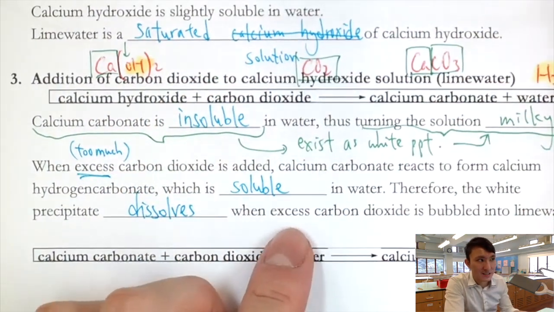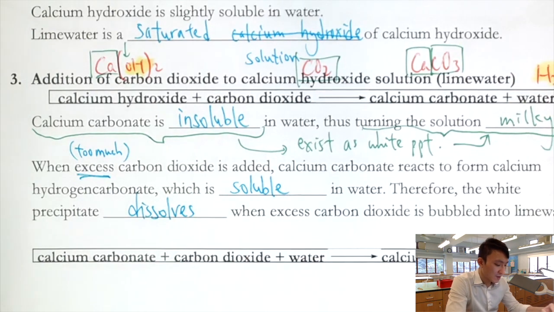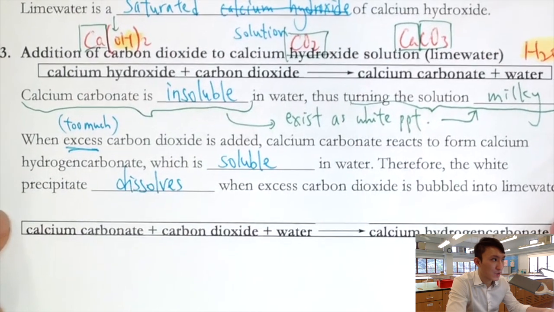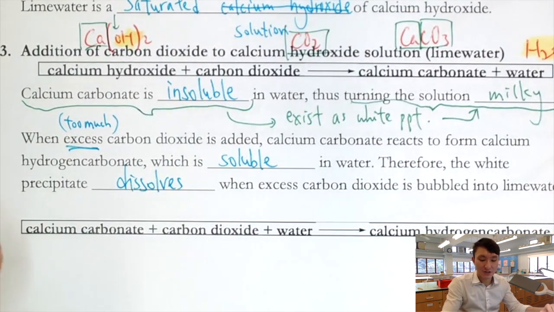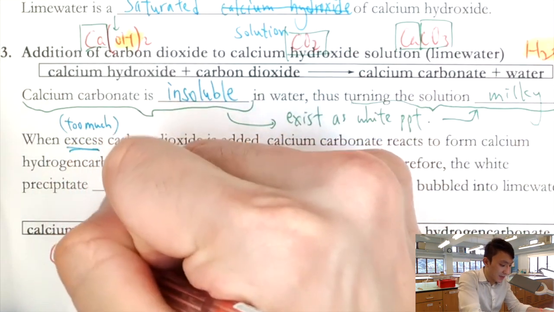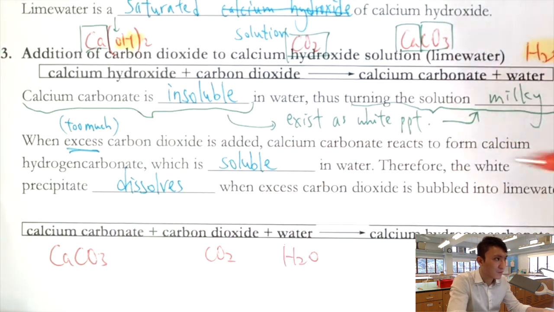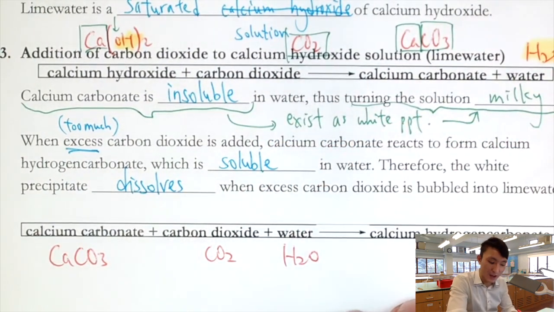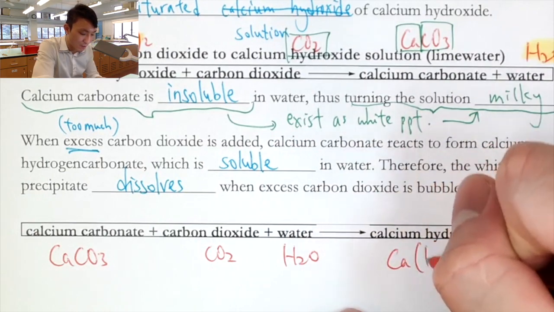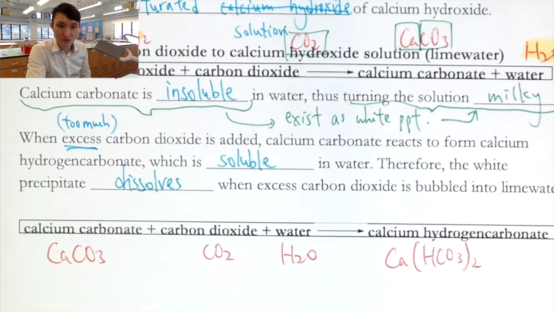Okay, when we add excess carbon dioxide. So this is the word equation, which is very complicated, I understand, especially when I chip in those chemical formulas. Here, calcium carbonate, like I said, carbon dioxide over here, water H2O, and calcium hydrogen carbonate, very complicated, Ca, open bracket, this one, okay? Calcium hydrogen carbonate, all right?